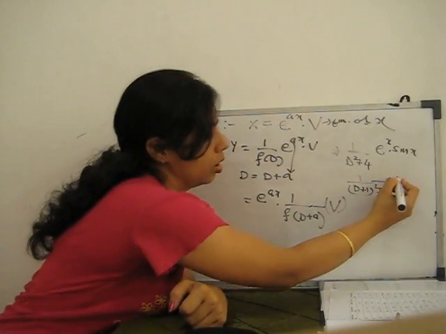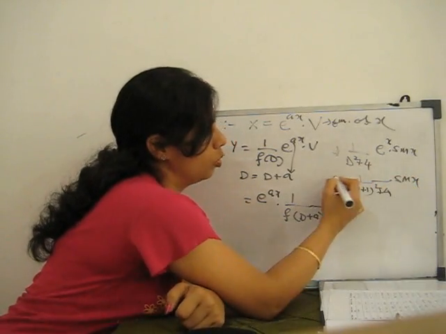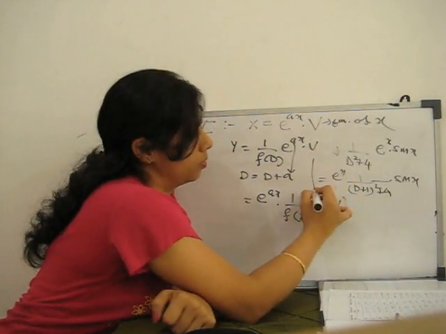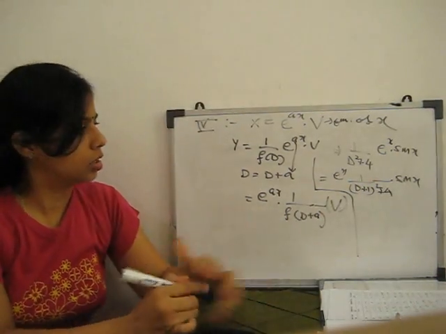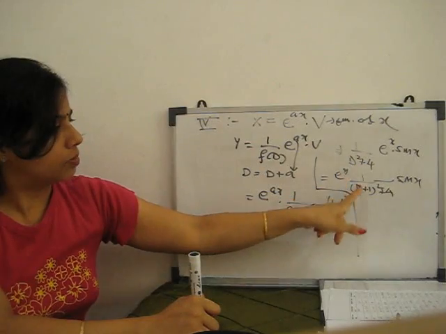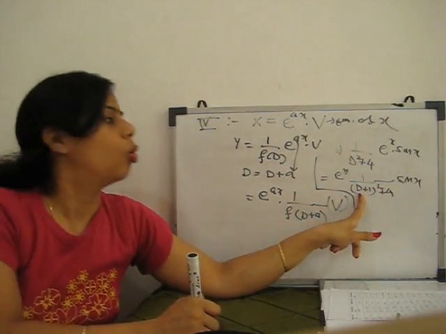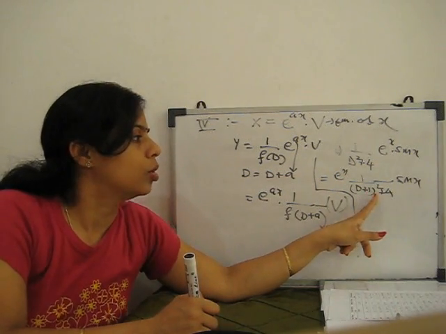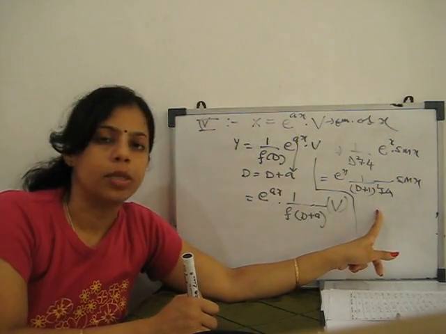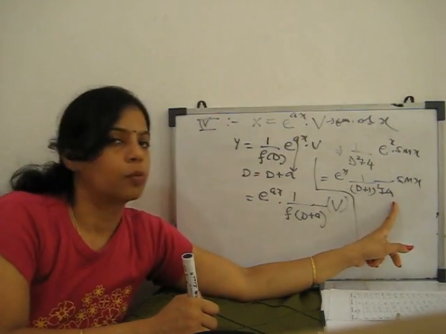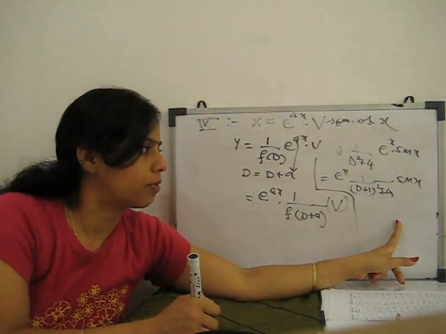Plus 4 sin x, and e to the power x comes outside. C: D replace with d plus a. A is 1, so (d plus 1) whole square. Now we have to open it: d square plus 2d plus 1. So d square plus 2d plus 1 plus 4, 5. So d square plus 2d plus 5.